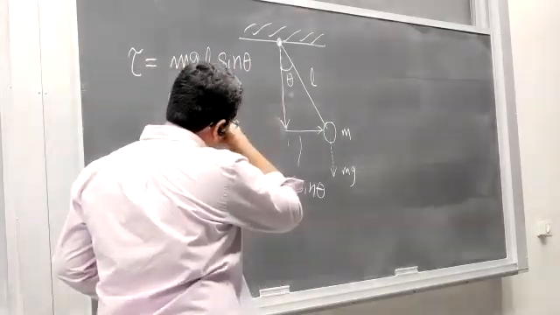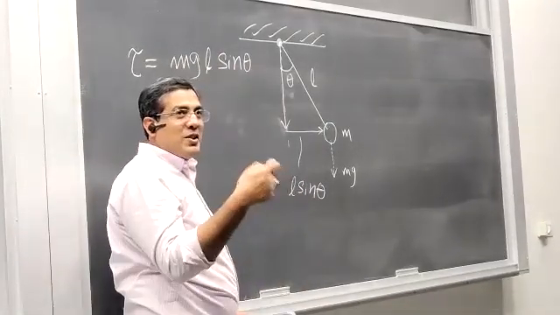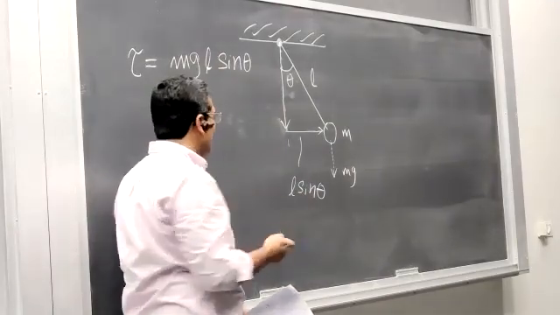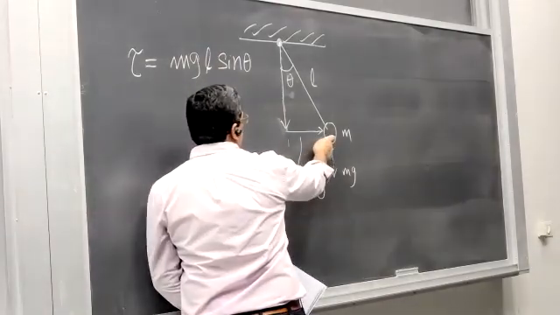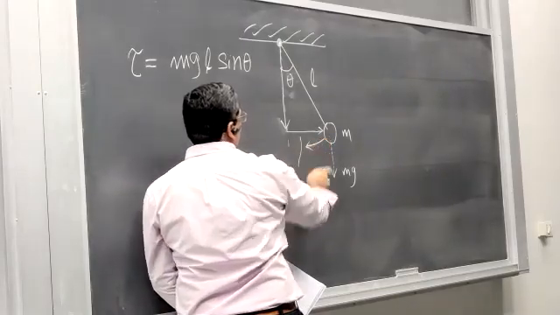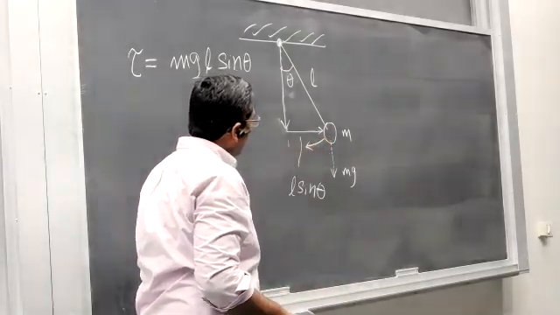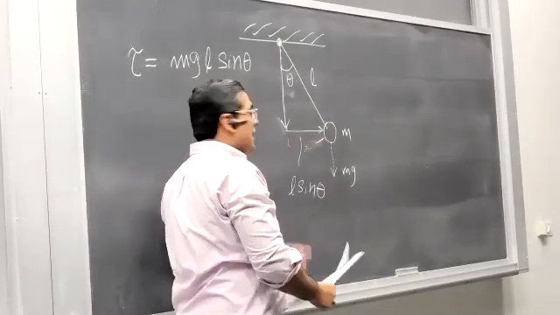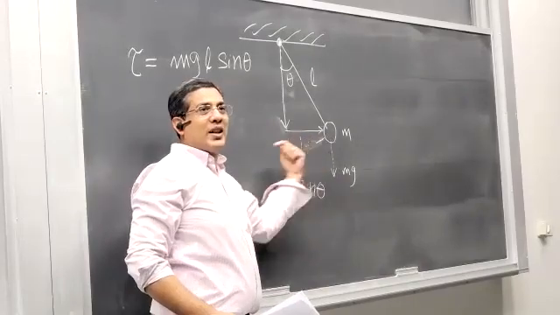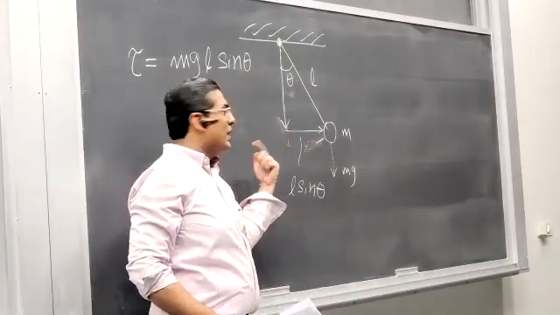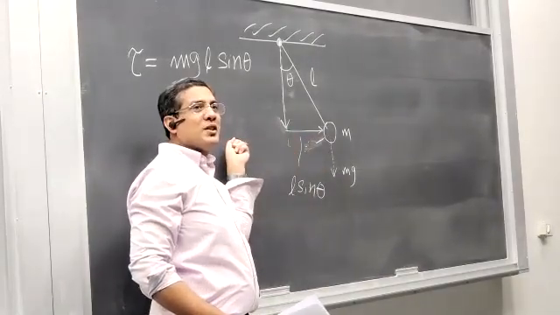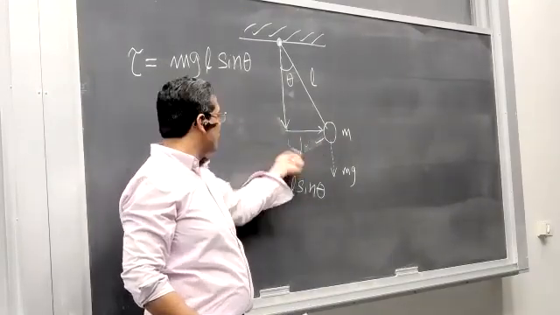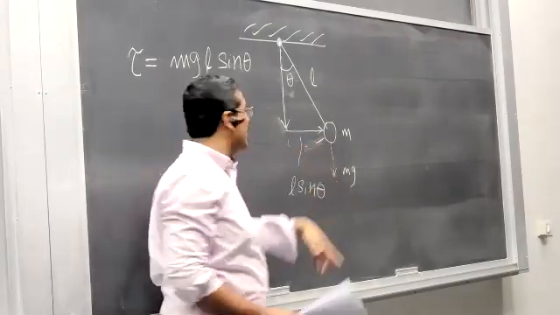You could choose the coordinate system whichever way you like. It doesn't make a difference. The only thing you need to be careful about is the direction: when you are on the right side of the equilibrium position, the torque is pointing in this direction. It's negative. When you are on this side of the equilibrium position, the torque is pointing in the other direction.